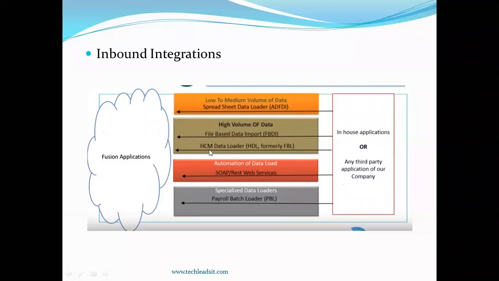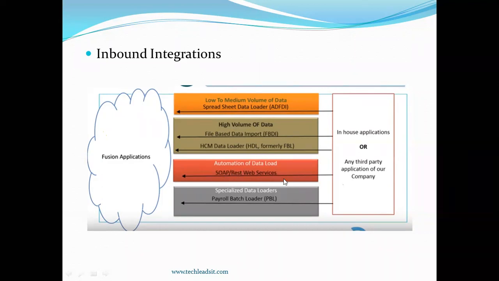Now, HCM Data Loader. This is HDL. This is a kind of data loader which can push data to the Fusion applications related to all employees, like employees, assignments, payrolls, and work relationships. Whatever complete employee-related information there is, we push with the help of HDL. For this also, Oracle provided a set of instructions on how we can push the data to the Fusion applications.